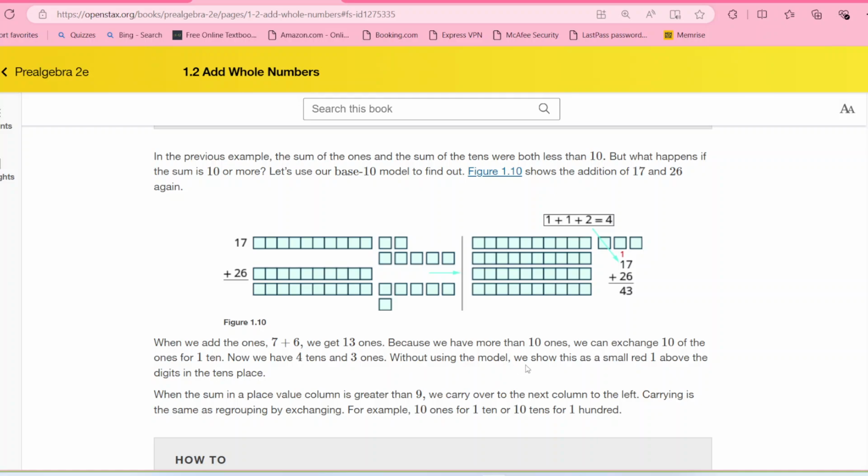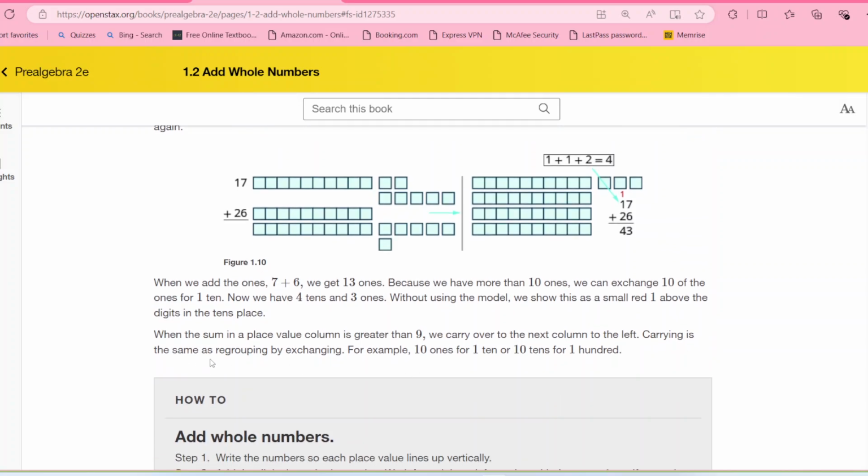Without using the model, we show this as a small red 1 above the tens place, the digits in the tens place, indicating that we've exchanged for a 10. When the sum in a place value column is greater than 9, we carry over to the next column to the left. Carrying is the same as regrouping by exchanging. For example, 10 ones for 1 ten, or 10 tens for 100, and so on. 10 hundreds for 1,000, and so on.